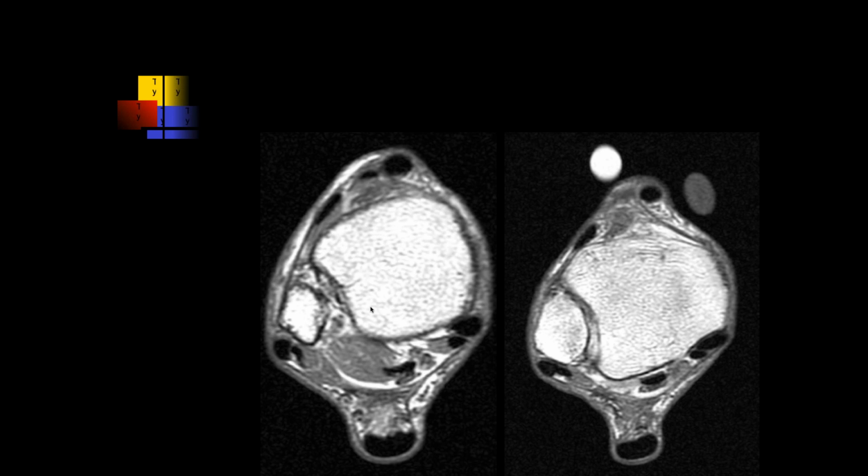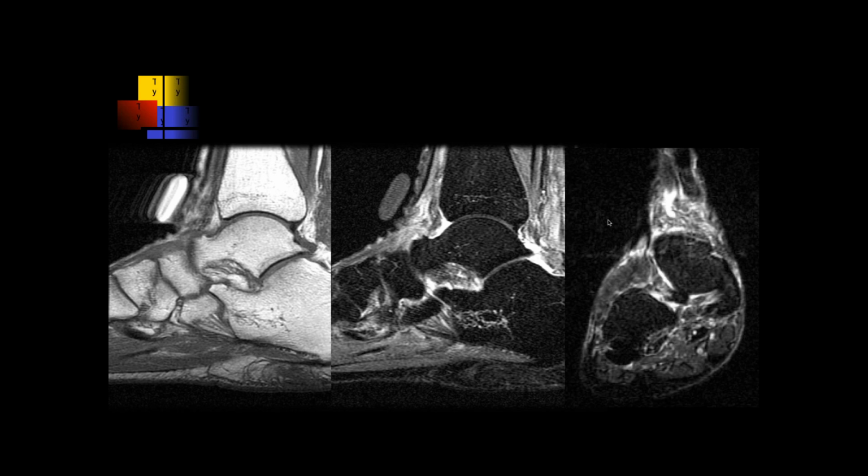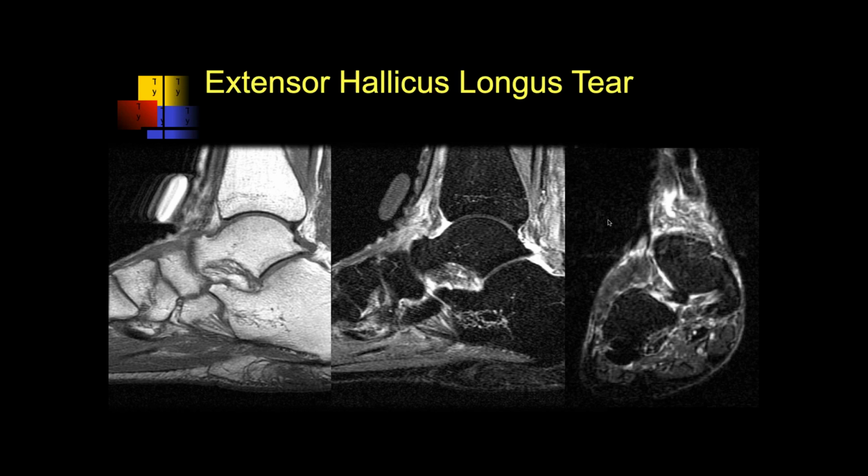Okay, so we're at the level of the distal tibia, soft tissue marker anteriorly. So in the first image, I see all three tendons, and then on the second image, the extensor hallucis longus is now missing. So this is an extensor hallucis longus tear.